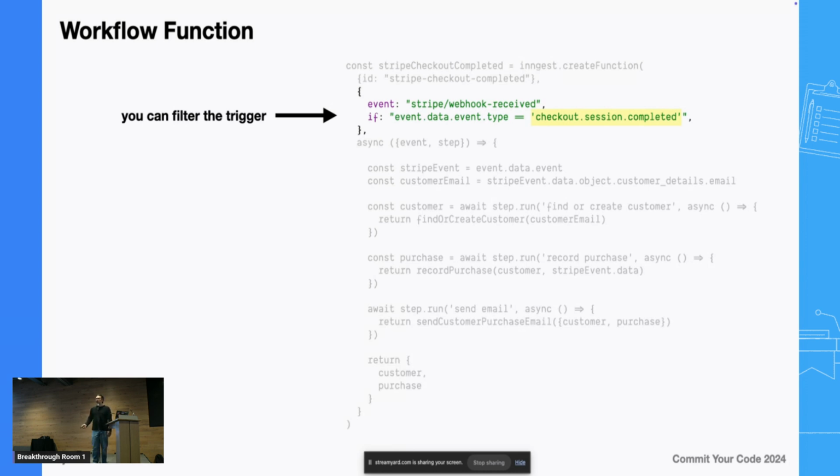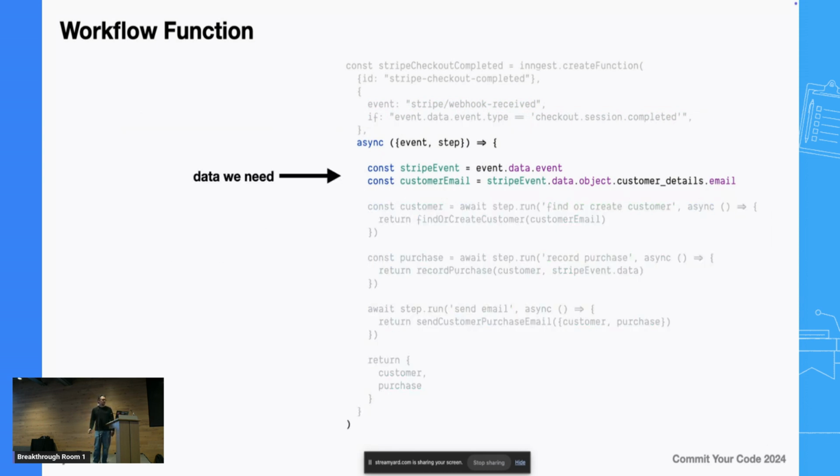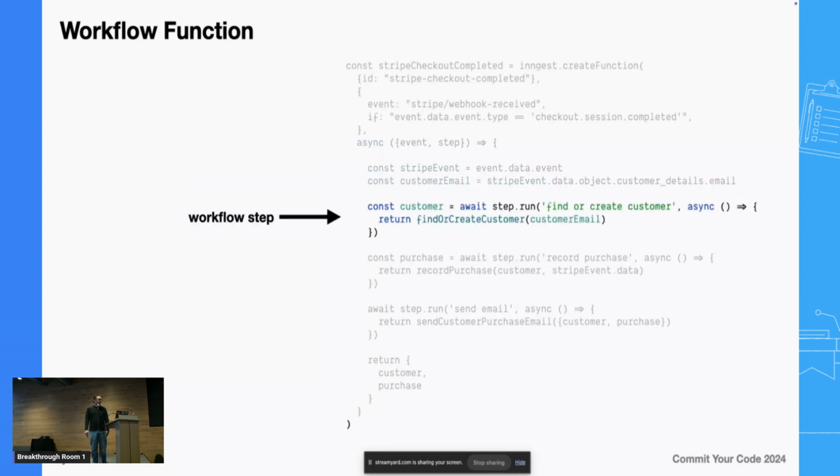Like if this isn't a checkout event, I don't want to run all these, so we go ahead and filter it at this level. And now we have the handler, and once again, now we are into the workflow part of the application. This is the data that we need, so we're validating it for the first time in this case. And now we have a workflow step.